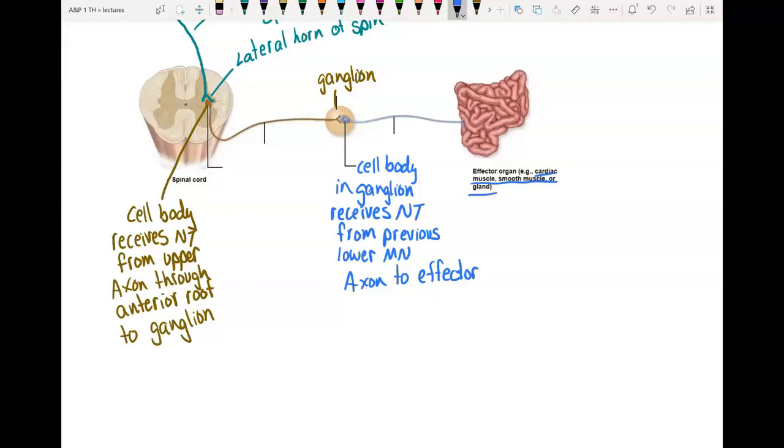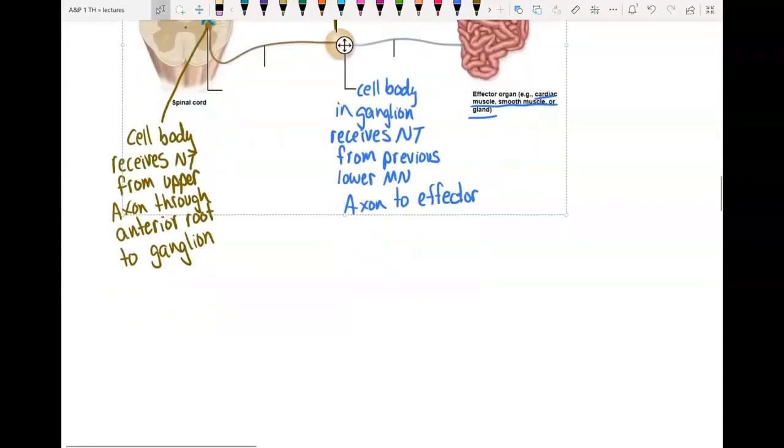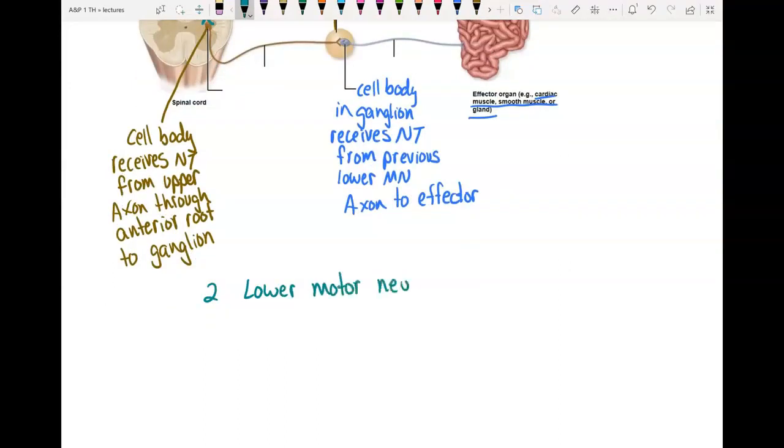So we need to name these two lower motor neurons. So here we have two lower motor neurons. And we're going to name them for their relationship to the ganglion.